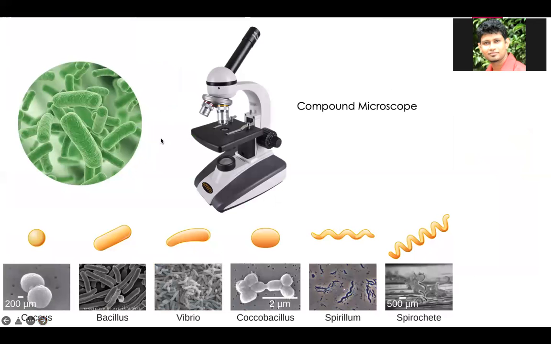Okay, so as I said, you can use the compound microscope. And here you can see some categories of bacteria. Coccus, Bacillus, Vibrio, right? These are basically based on the shape of the bacteria. Different bacteria shapes. But don't worry, no need to remember these things. Just remember that different bacteria are in different shapes. That's enough. And you can use the compound light microscope to observe it.